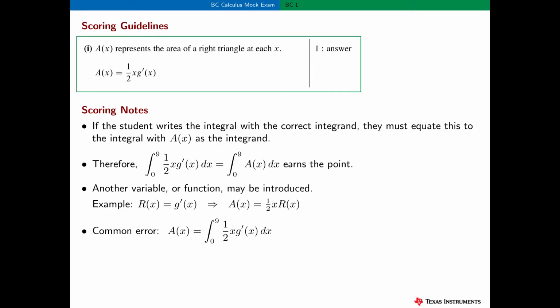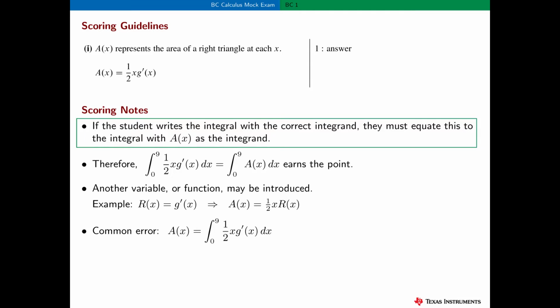Here are the scoring guidelines for part I. This problem is worth 1 point, simply for the correct expression for A of x. And here are some interpretations of these guidelines to help understand how points are earned. If the student writes the entire definite integral with the correct integrand, that is, the correct expression for A of x, they must equate this to the definite integral with A of x as the integrand. And the reason for this is that if a student writes only the entire definite integral, that expression is interpreted as, well, their expression for A of x.